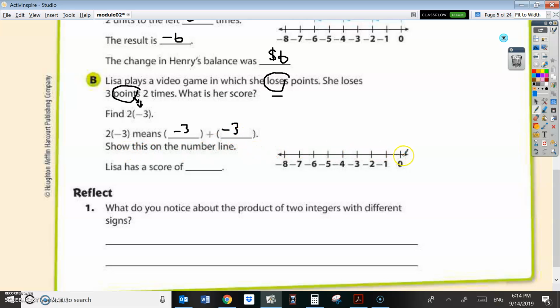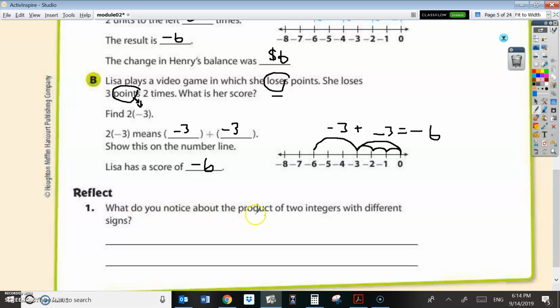Show this on a number line. We'll go 1, 2, 3. And that's 1 time -3, and here's another -3. -3 plus -3 equals -6.